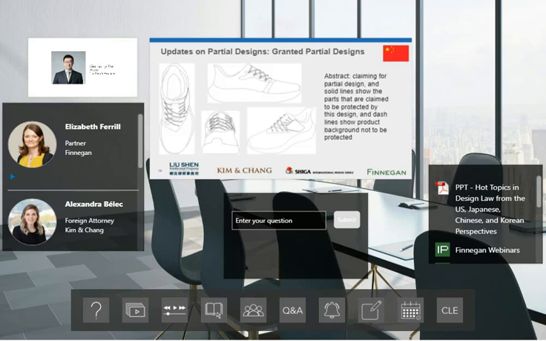And we can see another example. This is a shoe, and here is the lace of the shoe in the solid lines. In this design pattern, such shoelace is claiming for the partial design, and the solid lines show the parts that are claimed to be protected by such design, and the dashed lines show the background. Those dashed lines are showing a shoe actually, but it's only a background, not to be protected.